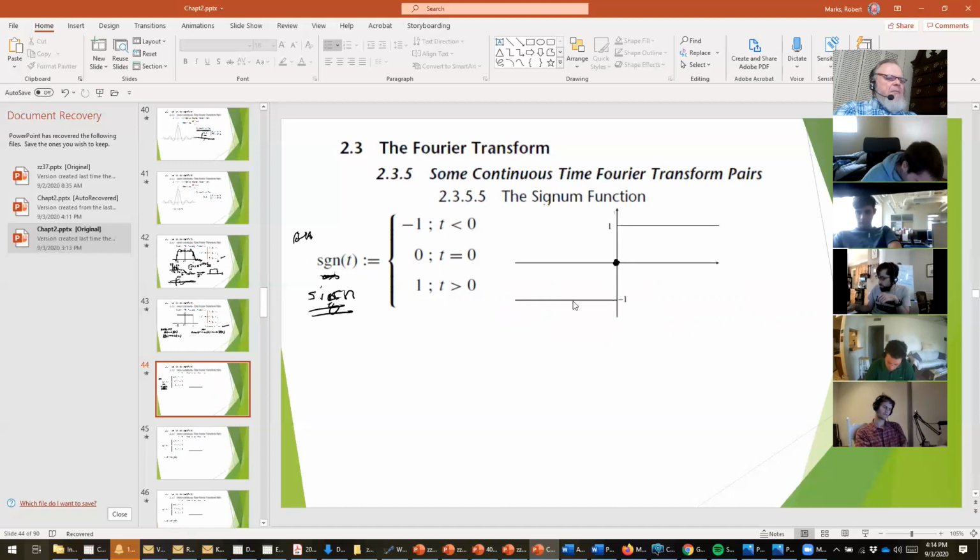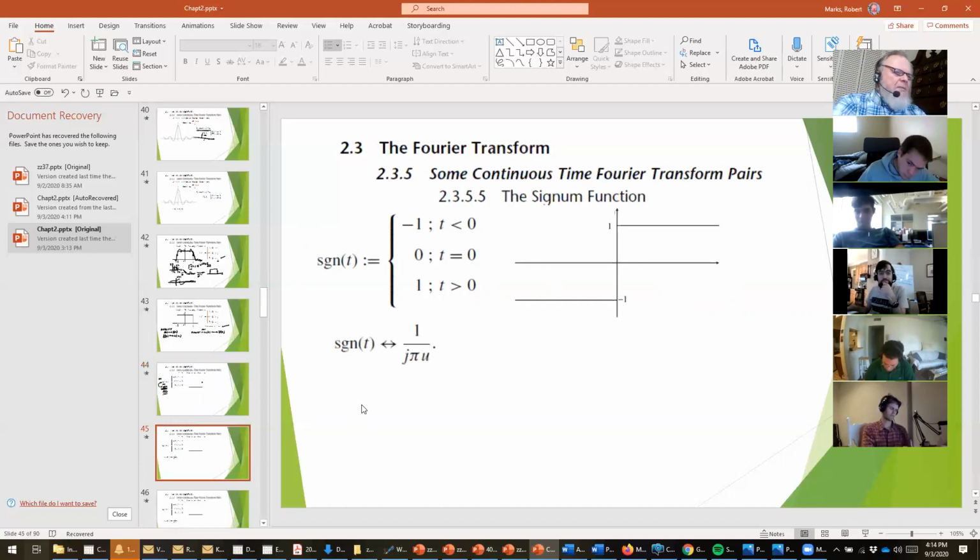Now you notice we pronounced S-I-G-N as signum. Can anybody guess why we don't call it, why don't we just call it the sign, the S-I-G-N of t? We already got a sine function. We already have a sine. That's right. We have a sine, and we don't want to mess around with confusing the sine with the signum function. So that's the reason that we call it the signum function. It's a little bit of historical inertia.